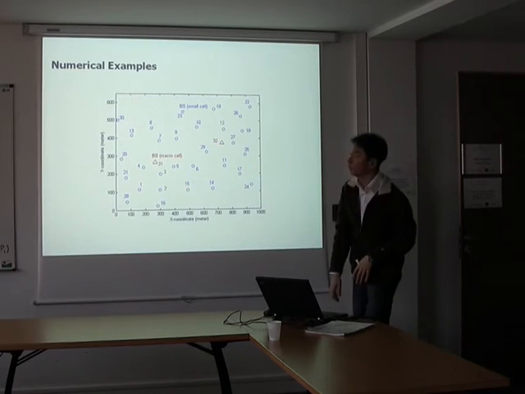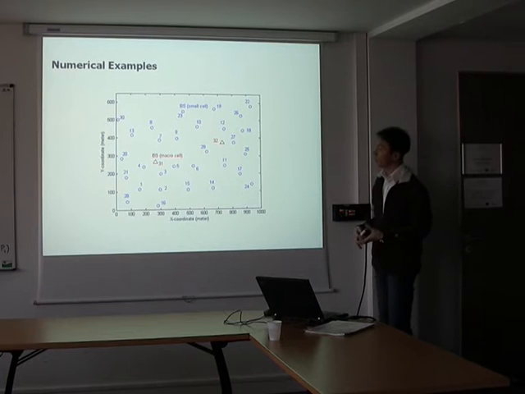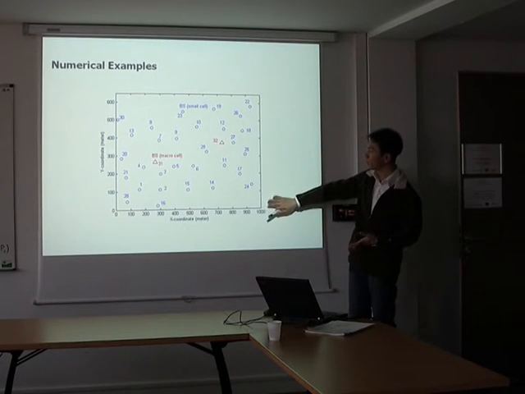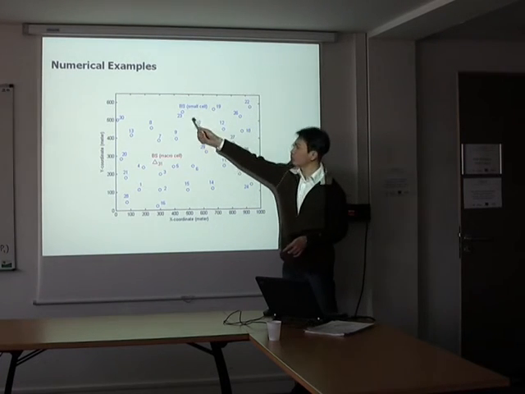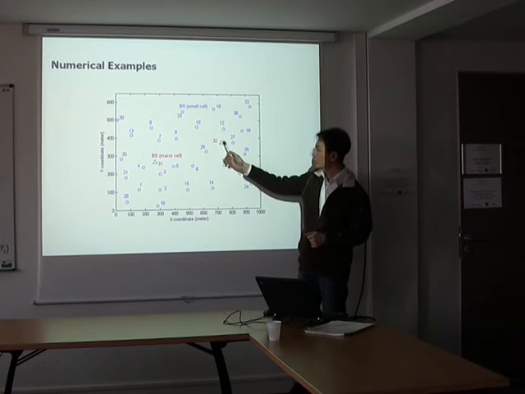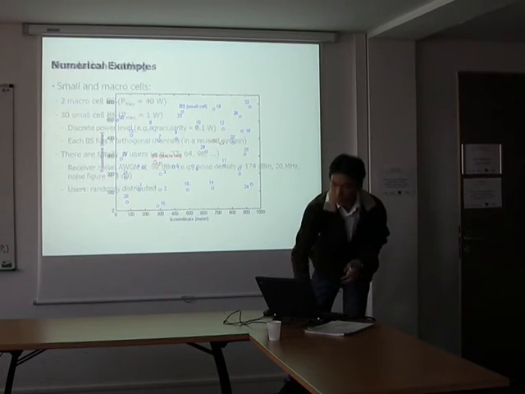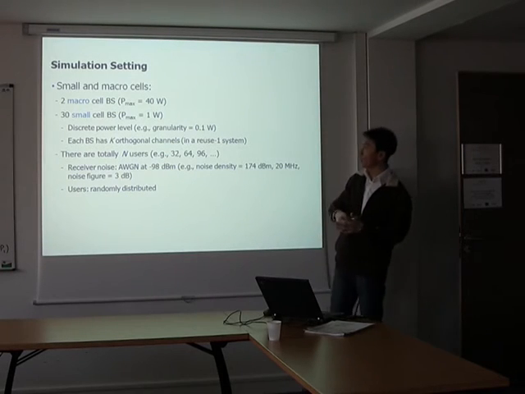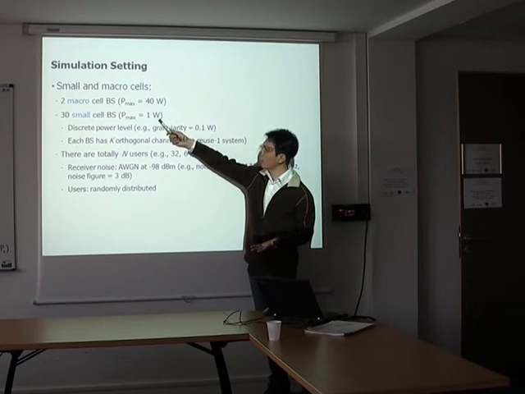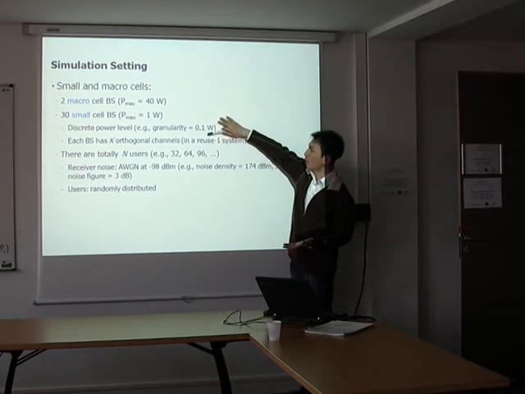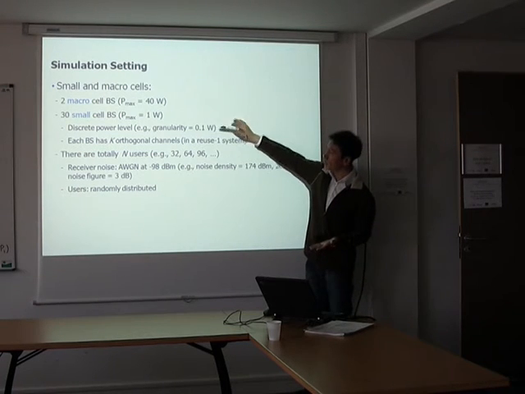And finally, I will show you a few examples numerically. So we implemented the algorithm. We have this geographic location area with small cells randomly distributed like a Poisson process. And we put the two macro base stations in fixed positions. Then we assume the macro has strong power and the small cell has small power. The power level setting is something quite standard, with the granularity, the step size.